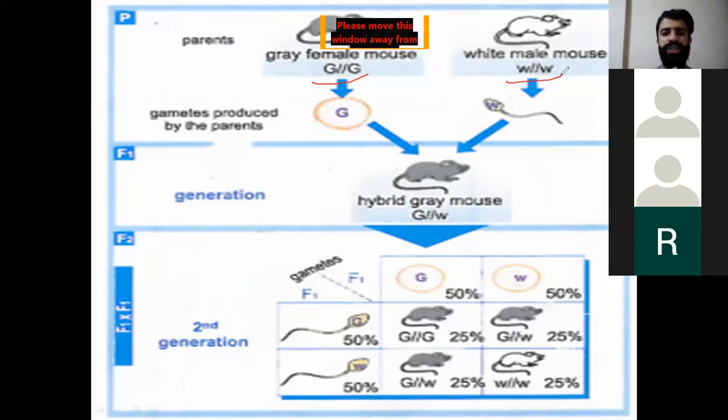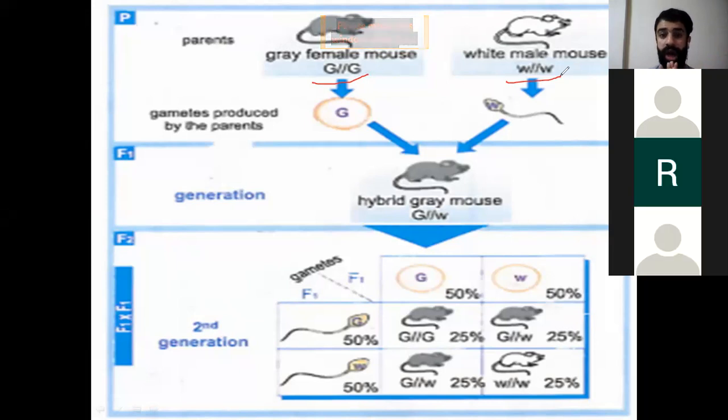What can you say about the parents? Are they hybrid or pure? They are pure, the parents, since the one having the gray has GG, and the one having the white has WW. Okay? Thank you.